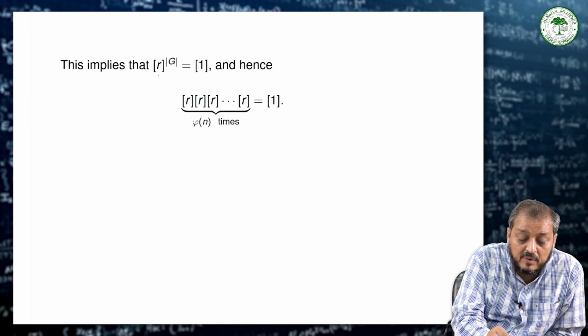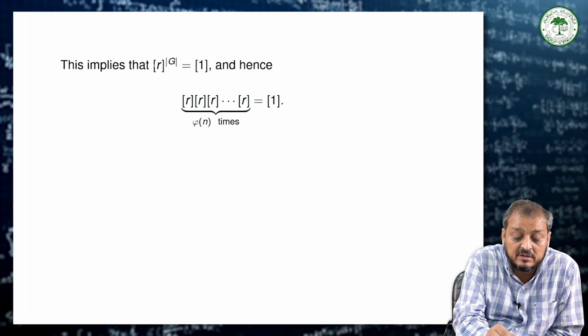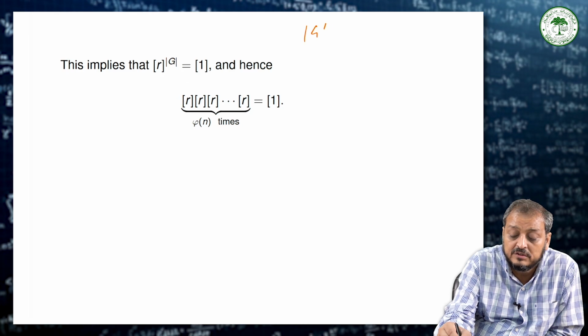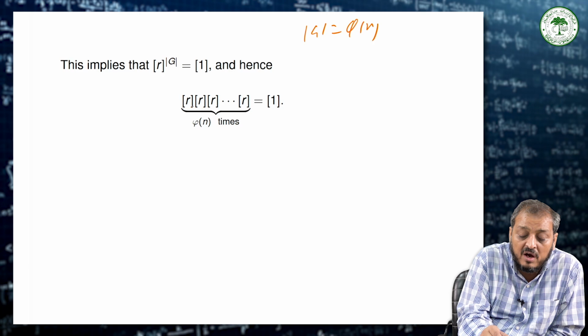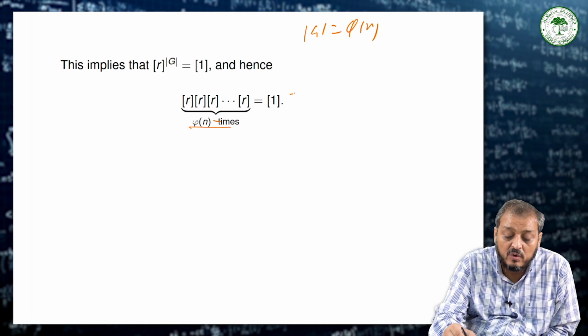Now, if r to the power order of G is equal to the identity, meaning the equivalence class of 1, then since the order of G is phi of n, we can write the equivalence class of r multiplied phi of n times, and this is equal to the identity.